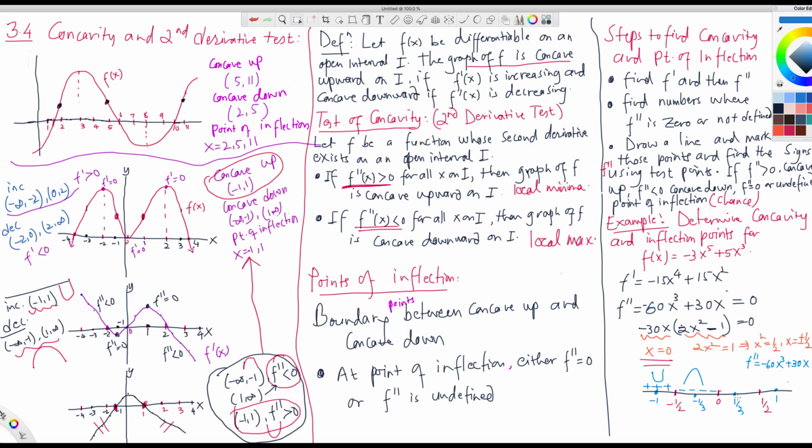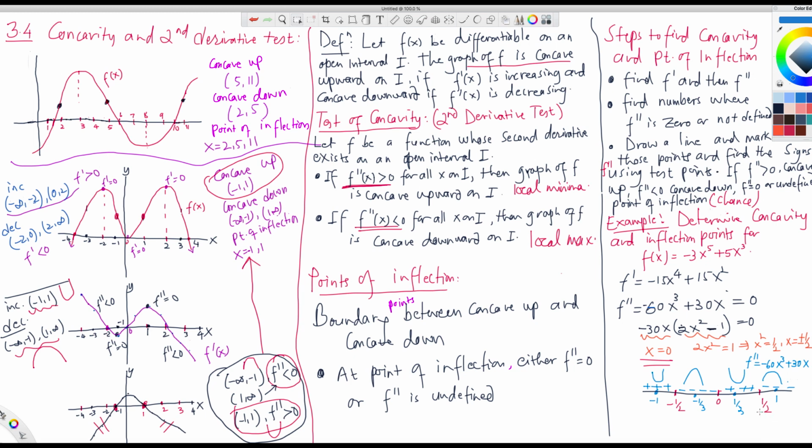Next is at positive 1/3, what happens? Negative 60 times 1/3 to the third, which is 1/27. So negative 60/27 plus 30/3. 30 times 1/3 will be 30/3. If you use a calculator to plug in these values, I will get a positive sign here. So it is concave up. And then if you plug in 1, negative 60 times 1 to the third is negative 60, plus 30 will be a negative sign. So it is concave down.